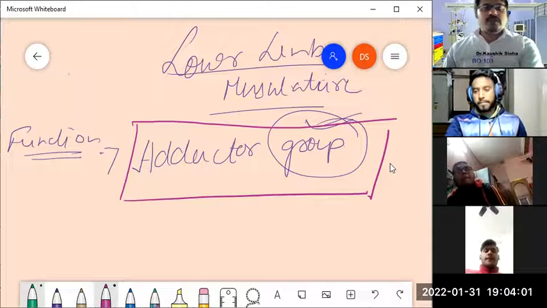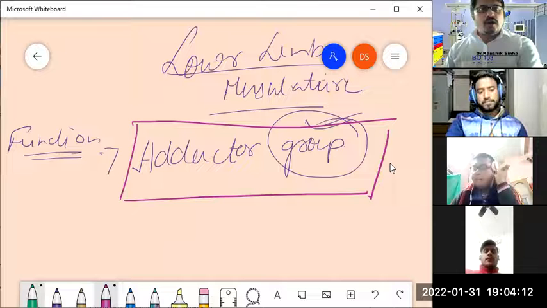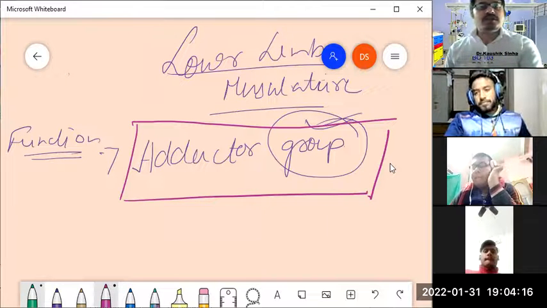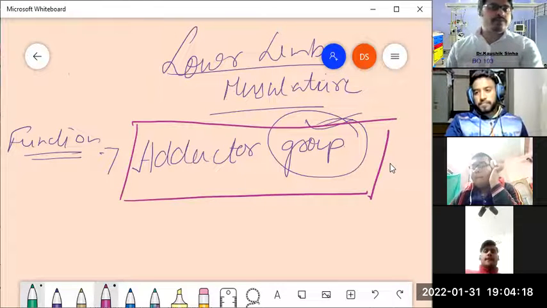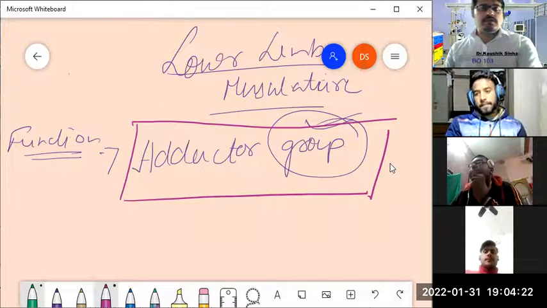What is that function? That function is to keep the thigh in the adducted state. So entirely, that collection of muscles together is to be termed as the adductor group. So this particular name is based on the function. Again, there is another criterion of naming.